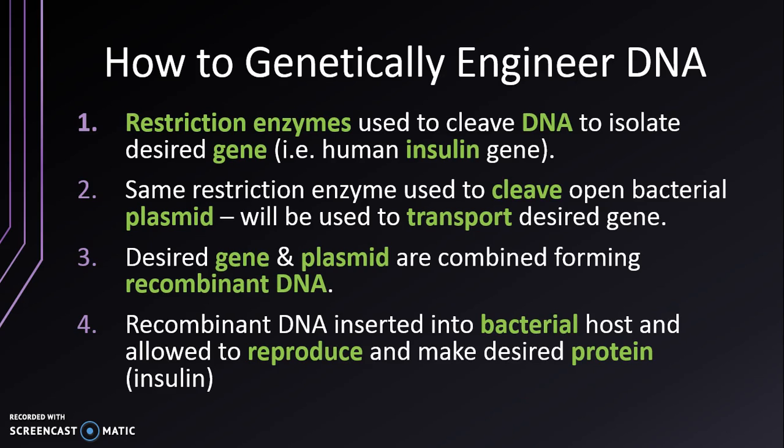And this recombinant DNA plasmid is then reinserted back into the bacterial host where it will reproduce, right, every 20 minutes. And in the process of reproducing, it will also make whatever desired proteins this bacteria makes, plus the protein that we want it to make, the insulin. And then we can extract that insulin and give it to people who have diabetes. And that is actually how we get the insulin to treat people who are diabetic.